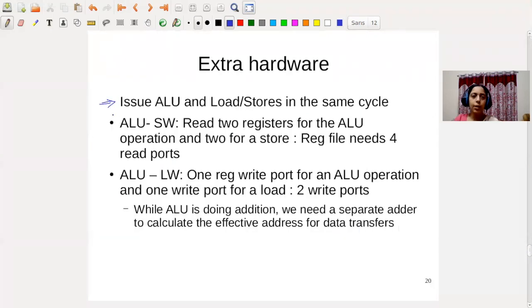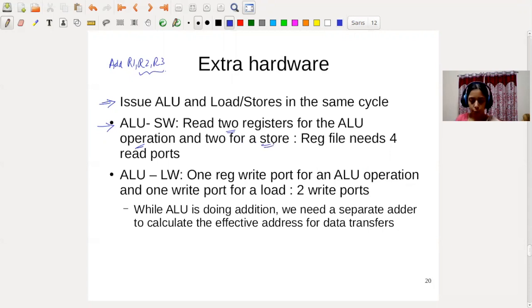Now, for example, if you're trying to do an ALU and a store in the same cycle, what are the different components that you need more than what you have already? You need to read two registers for the ALU operation. At the max, if you have an instruction like this, you will need to read two registers.